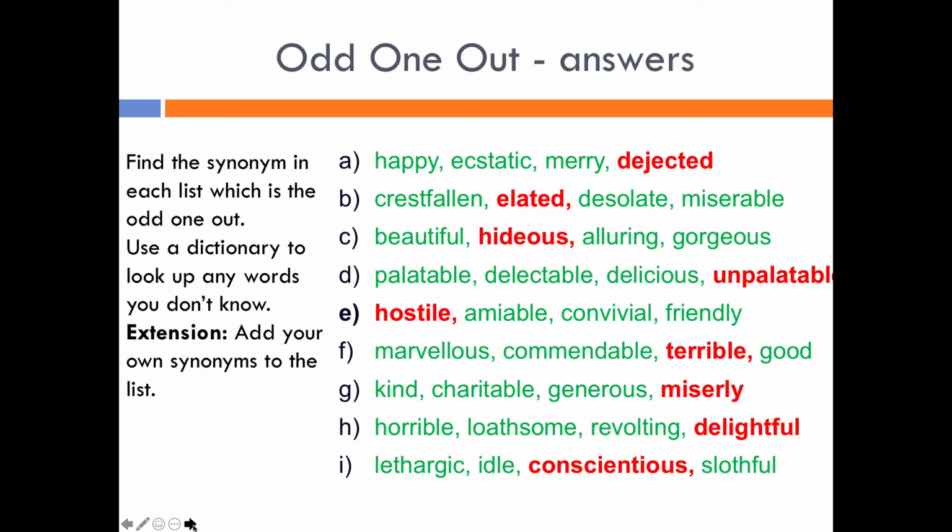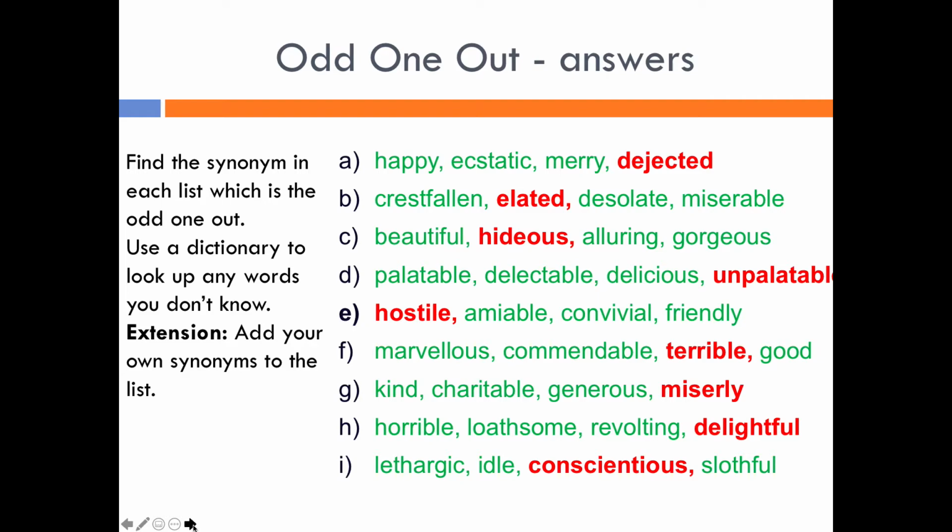And then E, the three words in common are amiable, convivial, and friendly. Again, all have the same meaning, to be friendly. Hostile is used to describe somebody who is, if not threatening as such, someone who doesn't want any interaction, or certainly not in a positive way. Whereas amiable, convivial, friendly, possibly easygoing, all imply somebody who people find it easy to get on with.